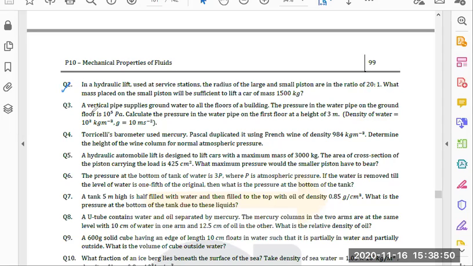Now, the third one. A vertical pipe supplies groundwater to all the floors of a building. The pressure in the water pipe on the ground floor is given. Calculate the pressure in the water pipe on the first floor at a height of 3 meters. Now, this is based on rho GH, yes or no? Okay, so yes.